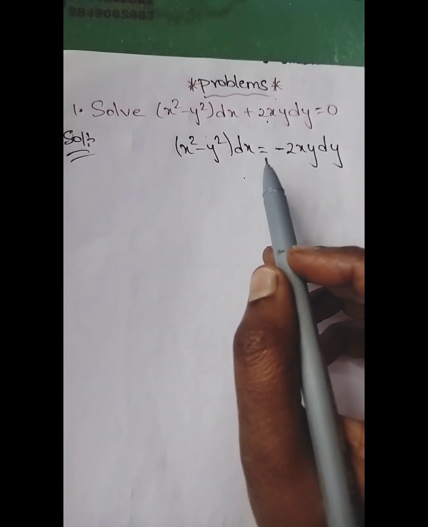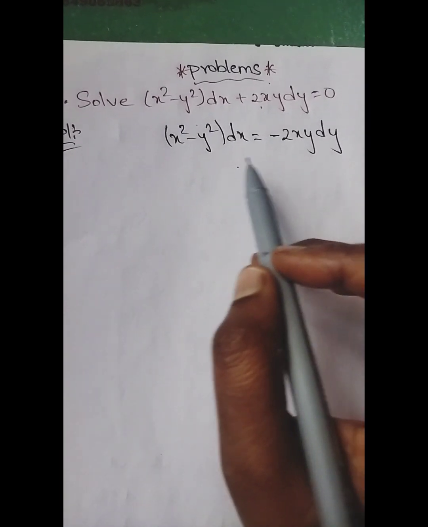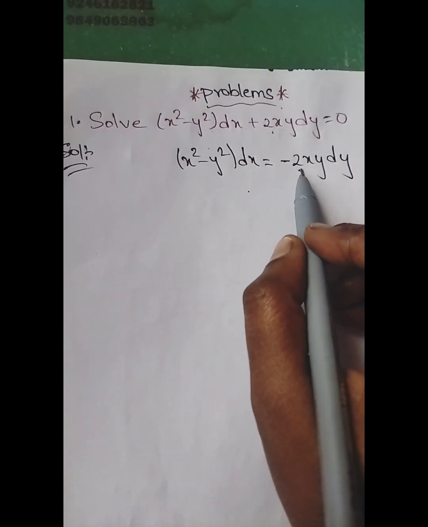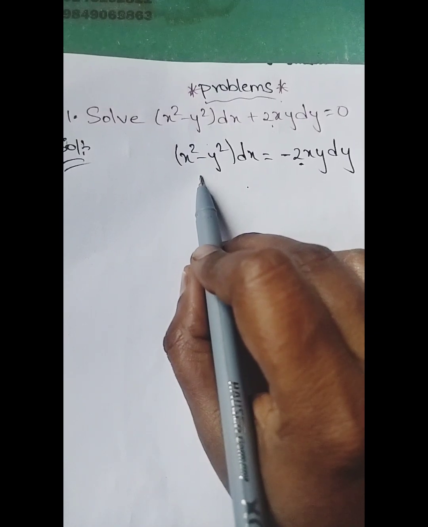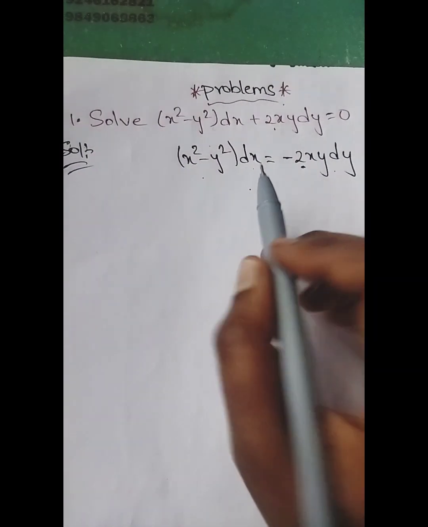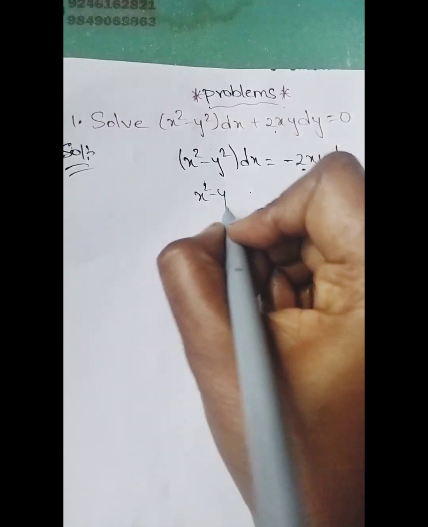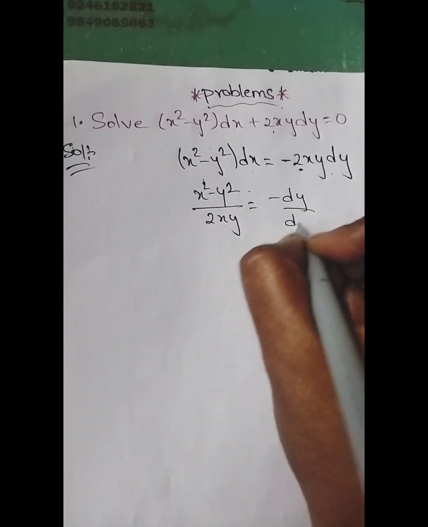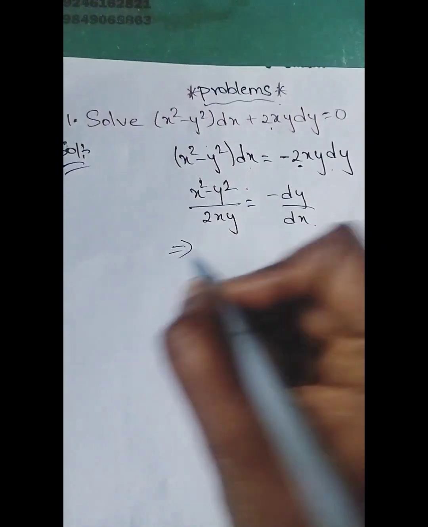Next, I need to get this in the form dy by dx equal to some function. So I will send 2xy to the left hand side and bring this dx to the right hand side. So what do we get? (x square minus y square) by 2xy equal to minus dy by dx.